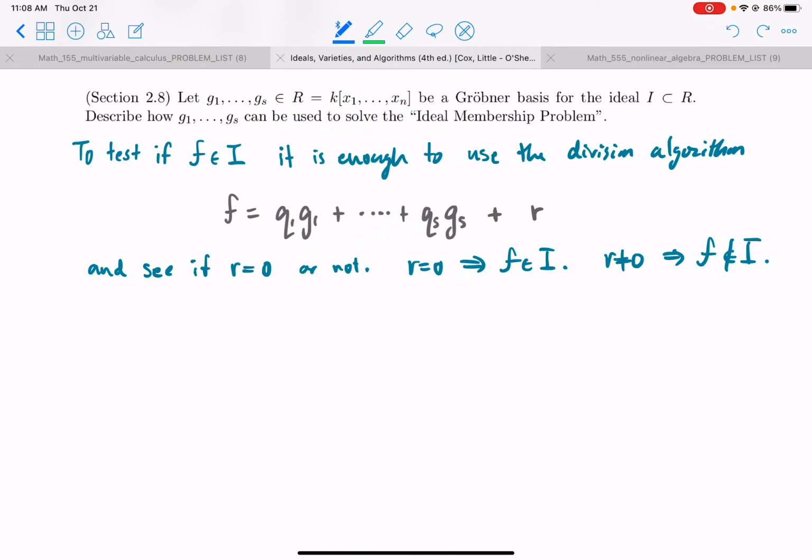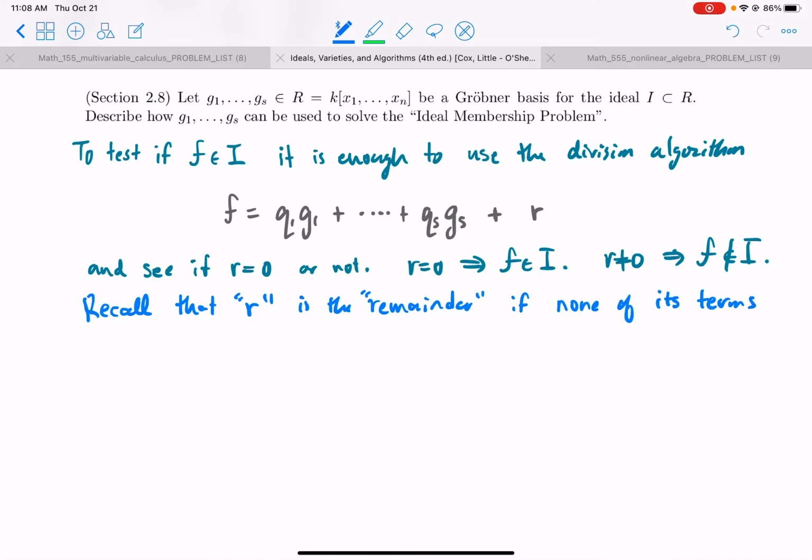So, recall that R is called the remainder. And then I have to know what this word means. This word has a very specific meaning, and so I have to remember it right now. R is called the remainder if none of its terms, so R is a polynomial, a sum of terms, if none of its terms are divisible by any of the leading terms of the G's.